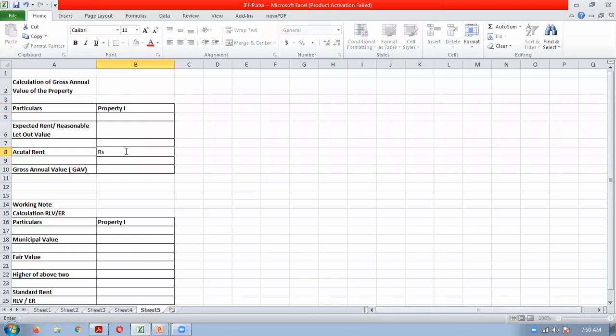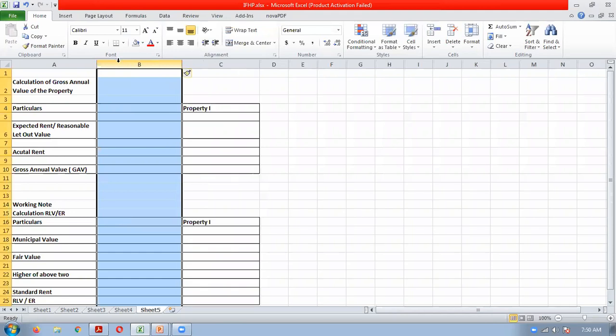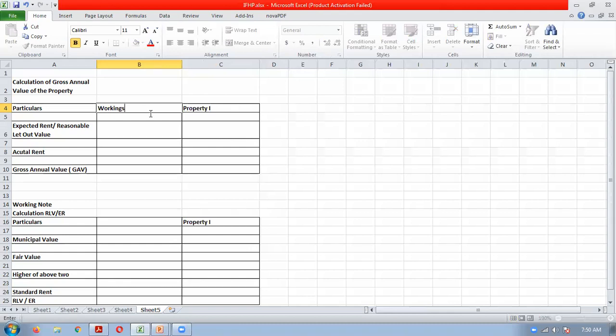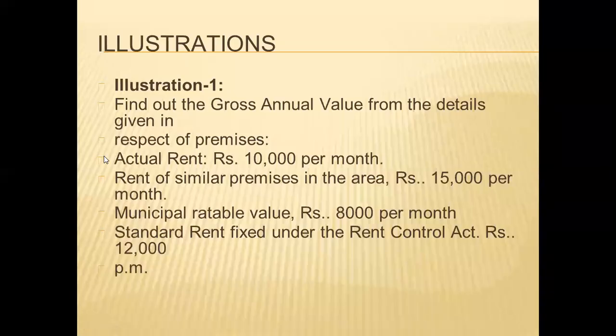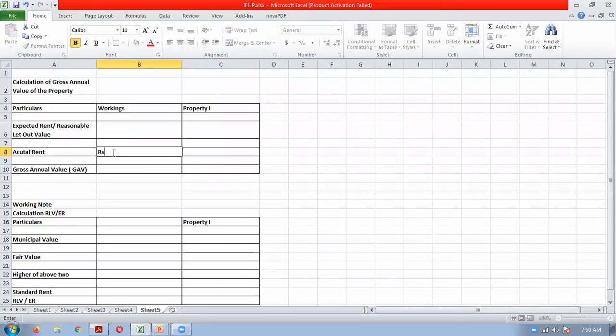So it will be rupees 10,000 into 12. Sorry, not 12,000, 10,000. 10,000 into 12 months. So what will be the annual actual rent? 10,000 into 12. So it will be rupees 1,20,000.